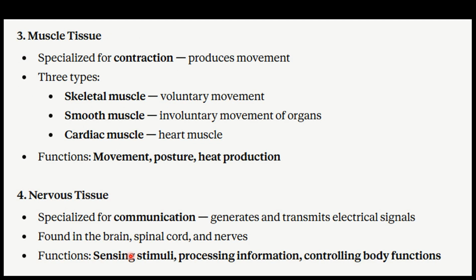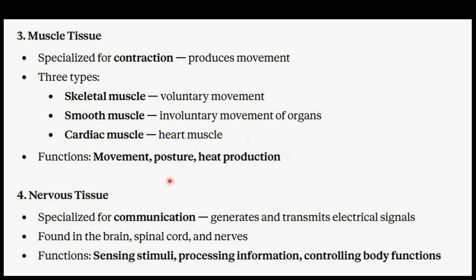Next is muscle tissue. Muscle tissue is specialized for contraction, to produce movement. There are 3 types: skeletal muscle, which is voluntary muscle, smooth muscle, involuntary movement of organs, and cardiac muscle, that is heart muscle. Function is very simple: movement, posture and heat production.